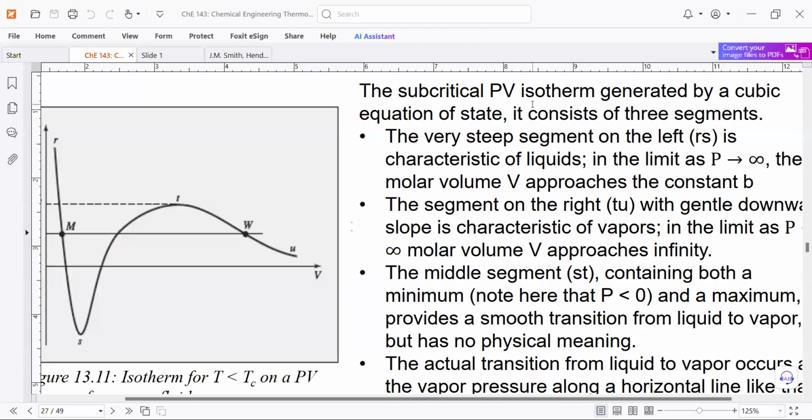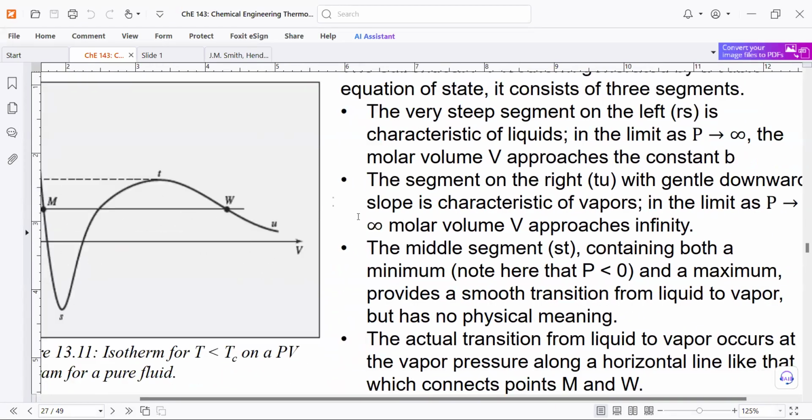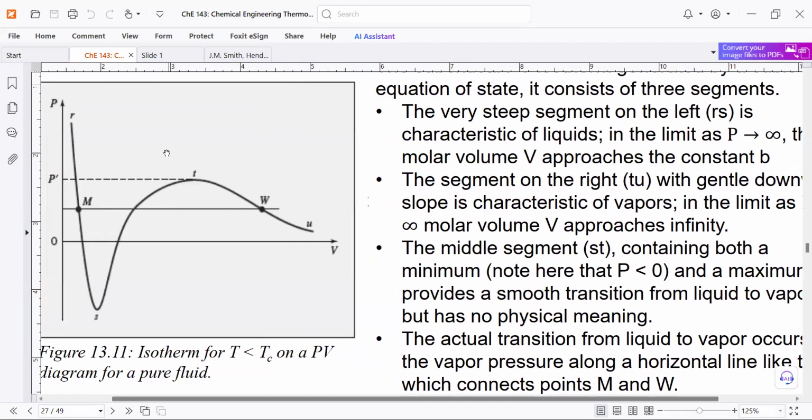Okay, now let us move to the other side of the graph, the segment T to U. Okay, segment T to U. For the segment T to U, what do we notice? The curve approaches infinite volume. Okay, so as P approaches zero, the volume approaches infinity. And that is actually true, right? When the pressure is very low, the volume expands.